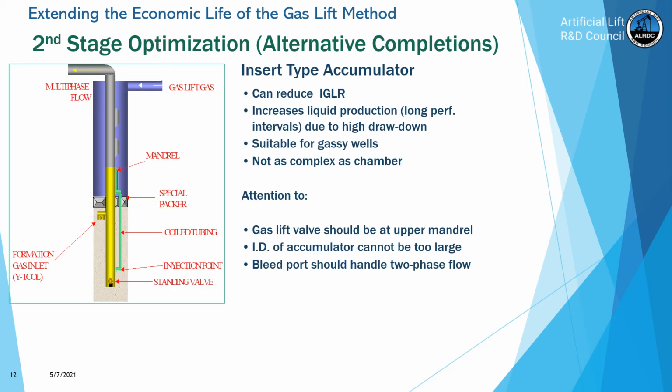This is what we call an insert type accumulator. This will be this tubing right here, and the way it operates is as follows. At the beginning of the cycle, this is filled with gas from the previous injection, gas from the previous cycle. So here this arrangement will act as a huge separator, so that the gas will tend to go up and through this upper standing valve, and the liquids will go down and into the accumulator through this standing valve.